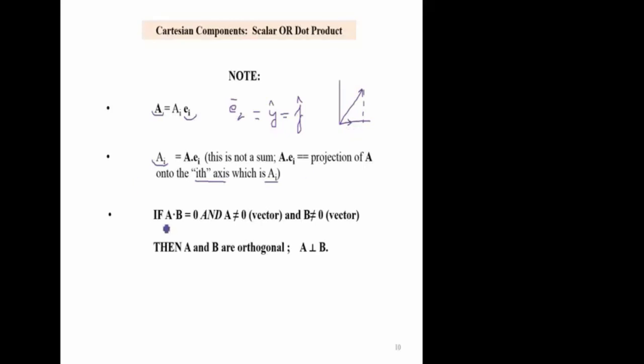Another statement is that if A dot B equals 0, and A is not equal to 0, and B is not equal to 0, then A is perpendicular to B. If the dot product is equal to 0, and these are non-zero vectors, then the 2 vectors are perpendicular to each other. So next time we'll talk about vector cross products. This is the other type of multiplication that we use in vectors, and all of this is just vector algebra.